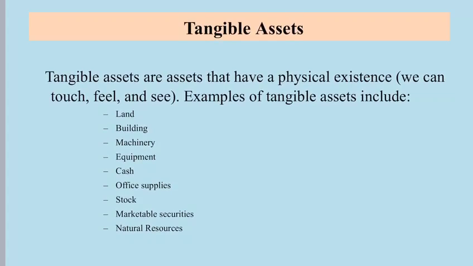For example, a building, you can touch it, you can see it, this is a tangible asset. Plant and machinery, tangible assets. Even stock and raw material, tangible assets. Anything which has a physical existence is termed as a tangible asset, right. For example, land, building, machinery, equipment, cash, office equipments, stock, marketable securities, natural resources like mines, oil wells. So all these are tangible assets because you can touch them, feel them, they have a physical existence, right.